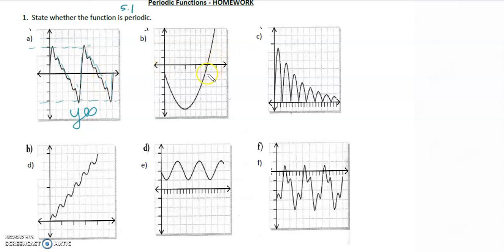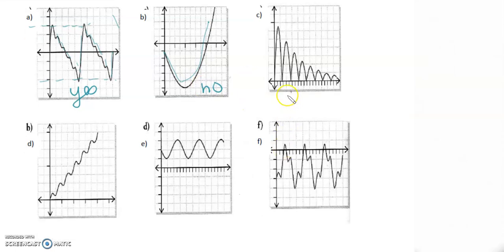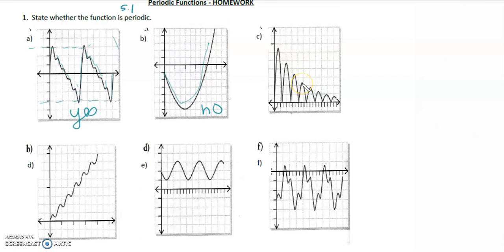Okay, B, this looks like part of a parabola. It goes down and then up. There's no repeating pattern here. I'm going to say no. This is not periodic.